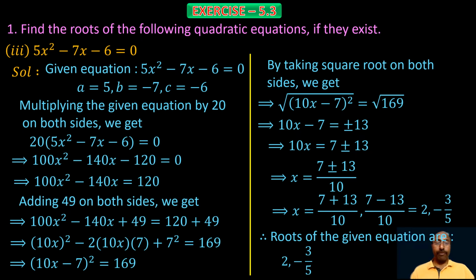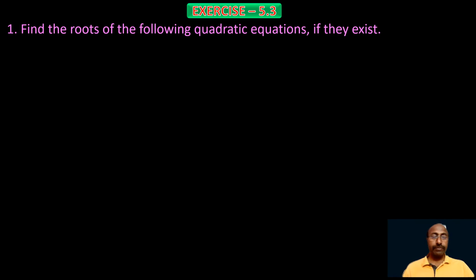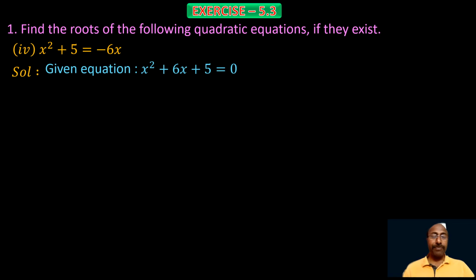So still we have one more problem in this bit. So take the fourth one. x square plus 5 is equal to minus 6x. So let's write the given equation in standard form, that is x square plus 6x plus 5 equal to 0, and in this equation a equal to 1, b equal to 6, c equal to 5. And now what is the value of 4a? Here 4a equal to 4 into 1, that is 4.